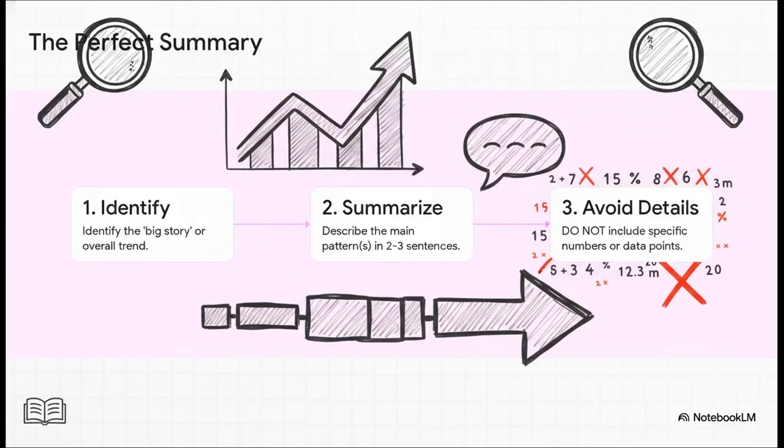Finally, let's talk about the summary, or the overview. This is where you describe the big story of the graph. What's the most important trend or the biggest change you see? You need to summarize this main pattern in just 2 or 3 sentences, and, this is critical, do not include specific numbers or data points here. Those details belong in the main body paragraphs, not in the summary.